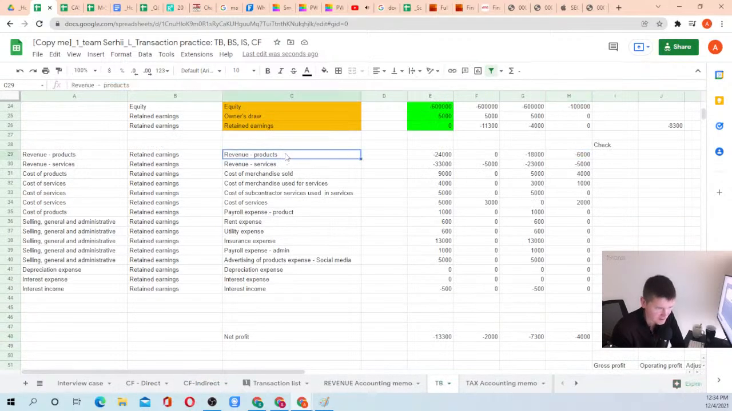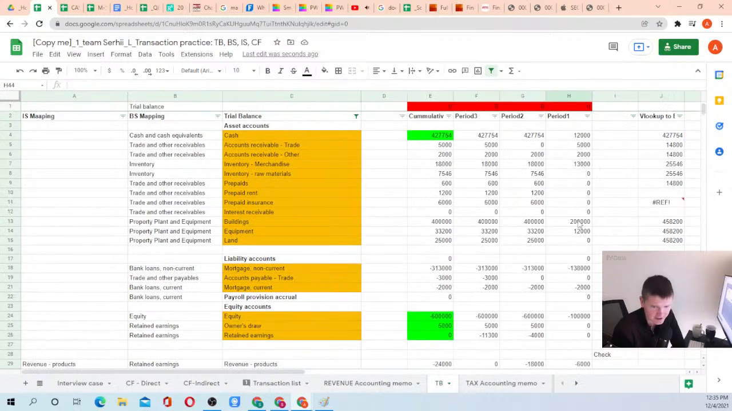Okay, we had 6,000 revenues. We have revenue services 5,000. We have cost of merchandise. We have cost of services. I haven't detected any non-cash activities, but let's just reconcile our cash flows, indirect and direct method, and then we will play with non-cash activities a bit.